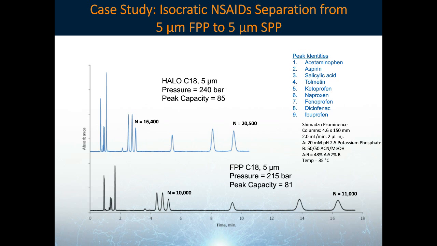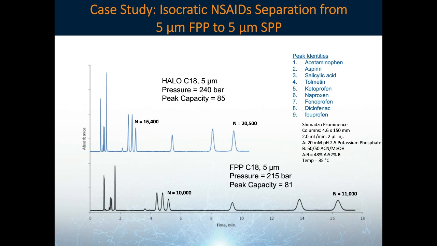This first example is an isocratic NSAID separation going from a 5-micron fully porous particle column to a 5-micron SPP column. And what we've done here is we've kept the conditions the same and the column diameter and ID the same. The only difference is that we've used a superficially porous halo column versus the original FPP column. So the FPP column results are on the bottom in black, and the SPP results are in blue.